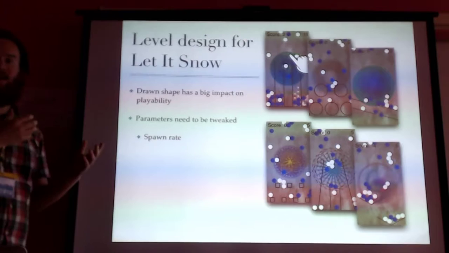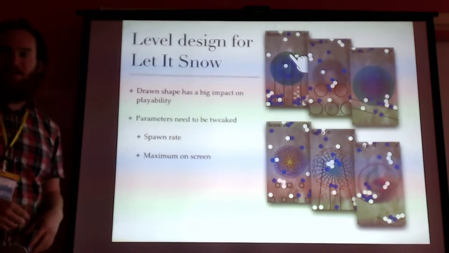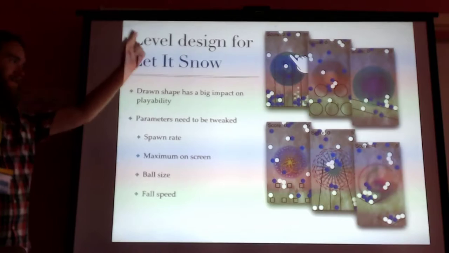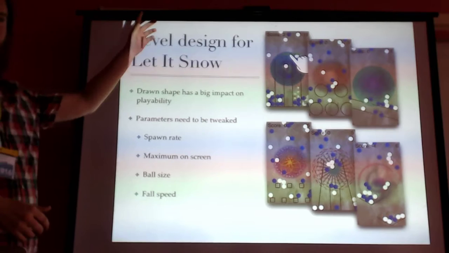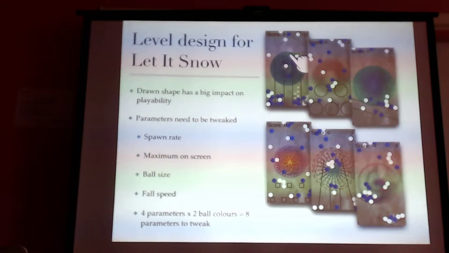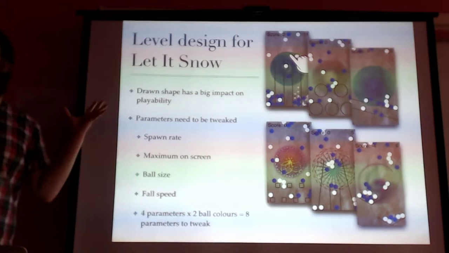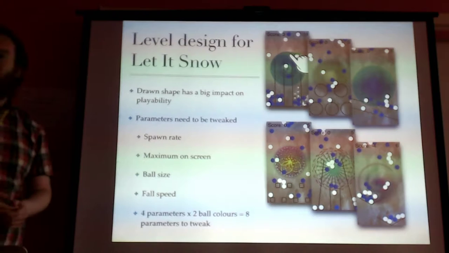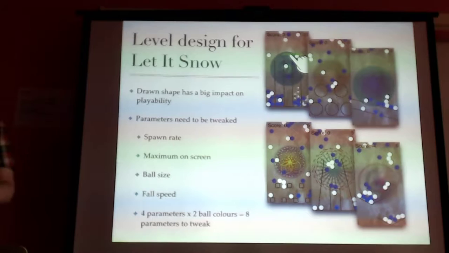So we chose to tweak the spawn rate, the maximum number on screen, the size of the balls, and the speed with which they fall, whether they fall quickly or slowly, whether they drift down from the top or really plummet down. So that's four parameters, and we can tweak them independently for the two colours of balls, so we have eight parameters to tweak. So from that 284 dimensional space, we're taking an eight-dimensional subspace that we are fairly arbitrarily saying is the space of Let It Snow levels. Of course, we could have chosen differently, but this is what we decided to go with.